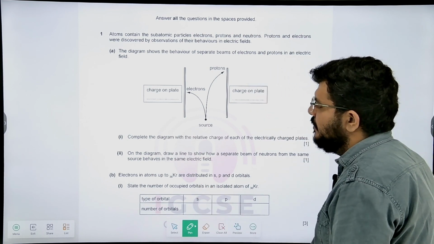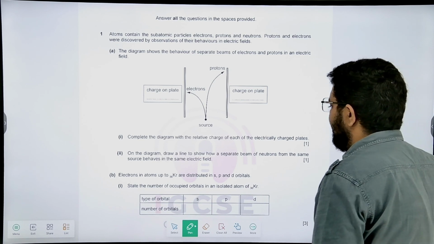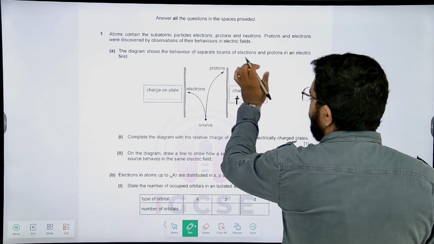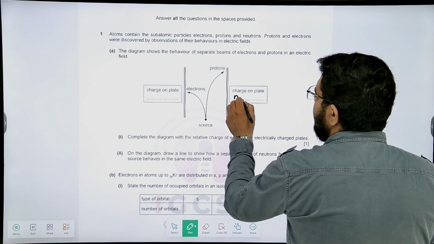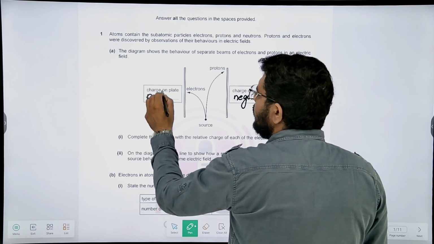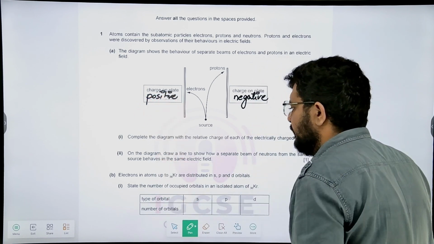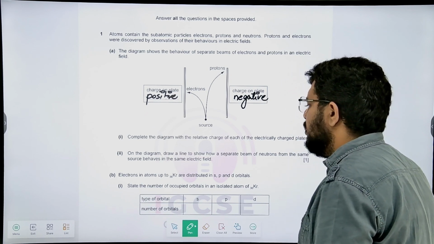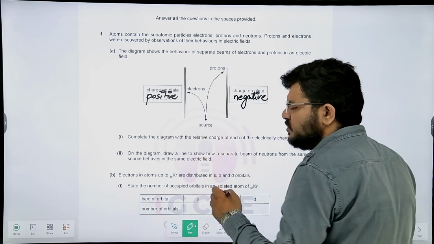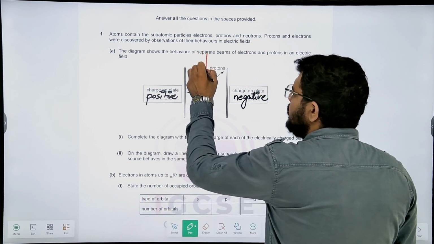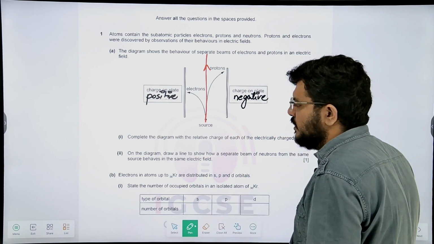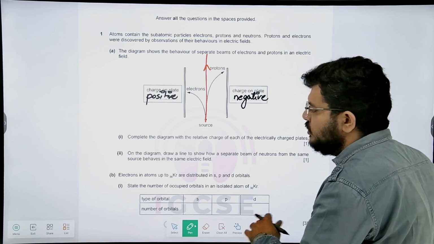Let's see what the questions are. Complete the diagram with the relative charge of each of the electrically charged plates. So I will write positive, this is protons. So I will write negative over here and positive over here. Clear? Then on the diagram, draw a line to show how a separate beam of neutrons from the same source behaves in the same electric field. Because neutrons are neutrally charged, they will move in a straight line upwards because they start from the same source. So I have started them from the same source, but they do not deviate because they have no charge.